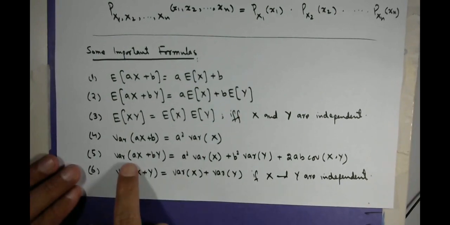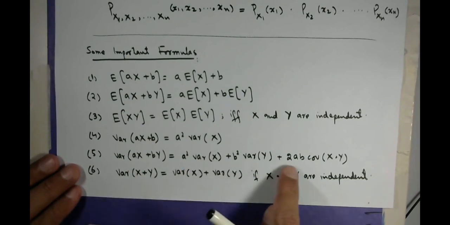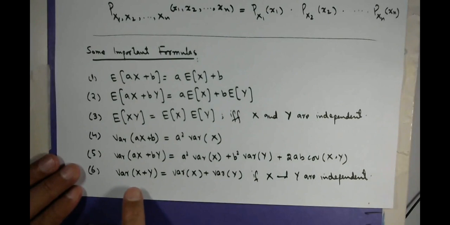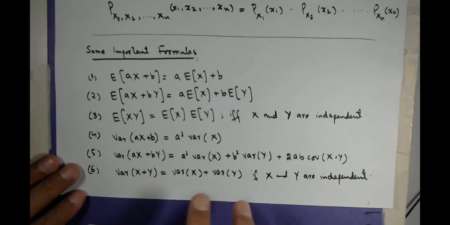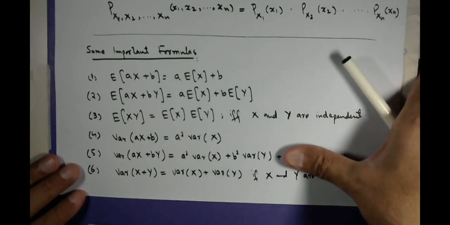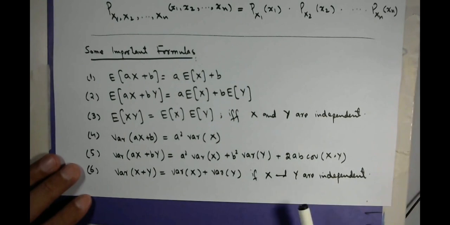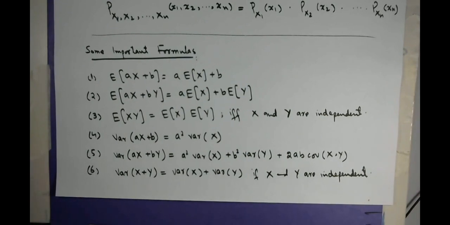Variance is already known to you. If you want to find the variance of the sum, it extends to this. But if x and y are independent, then this variance of x plus y stays the same, like this. This part simply vanishes if x and y are independent.